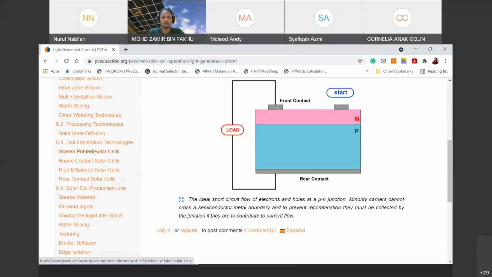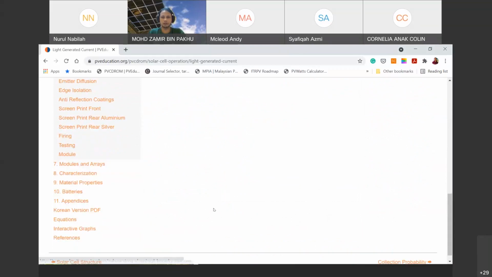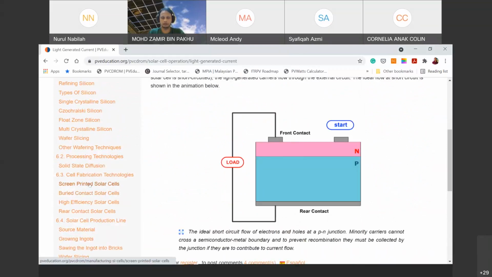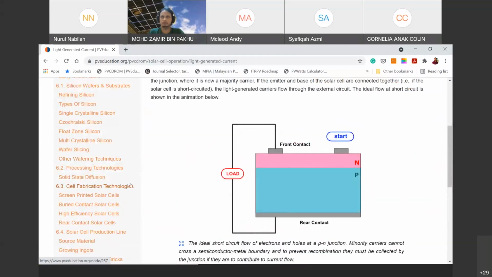So if you want to go for your internship or job interview later on, if you want to go for any solar companies, for example, like Jinko, JA, First Solar, QCells, Longi, SunPower, this is one of the places that you might want to check out, right? For the fundamentals of the solar cell.